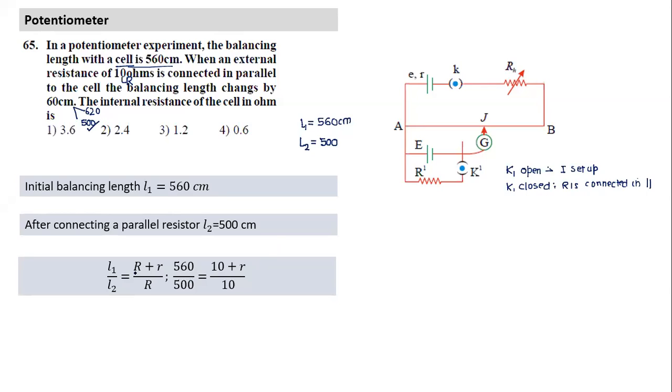L1 by L2 is equal to capital R plus small r divided by capital R, and this is the value. And what value do we get here? r is equal to 1.2. So that becomes my answer.